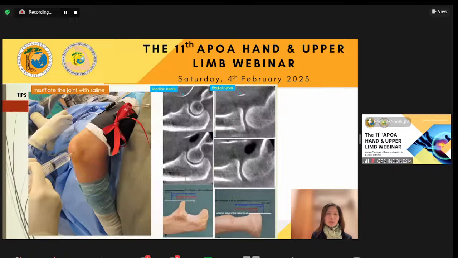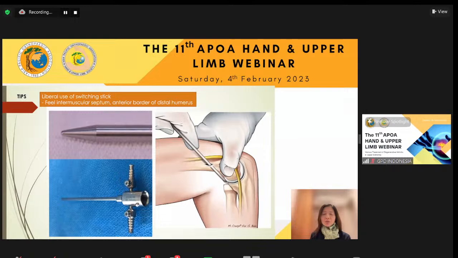Insufflating the joint with saline is also helpful to push the neurovascular bundle away from the elbow joint. Judicious use of a switching stick is helpful. The use of a switching stick to feel the intermuscular septum is helpful so that we can pass the stick anterior to the intermuscular septum and walk the stick along the anterior surface of the condyle. This helps to create a portal track away from those nerves.